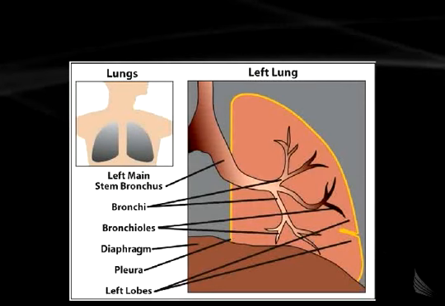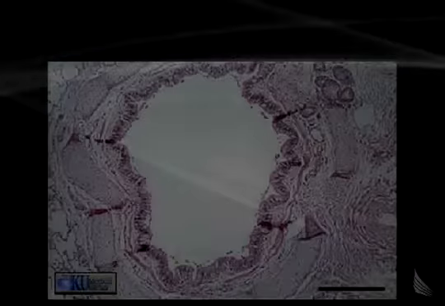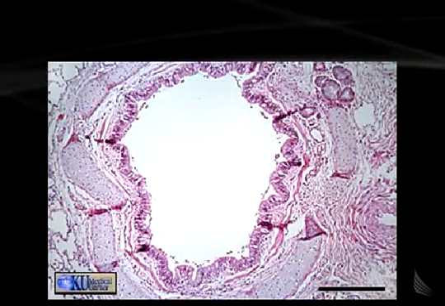This next slide demonstrates the left mainstem bronchus, bronchi, bronchioles, diaphragm, pleura, and the lobes. This slide demonstrates our respiratory tree. Realize the difference between the cricoid cartilage, tracheal cartilage rings, the primary bronchus, secondary bronchus, and tertiary bronchi. This slide demonstrates a histological section of the secondary bronchus.